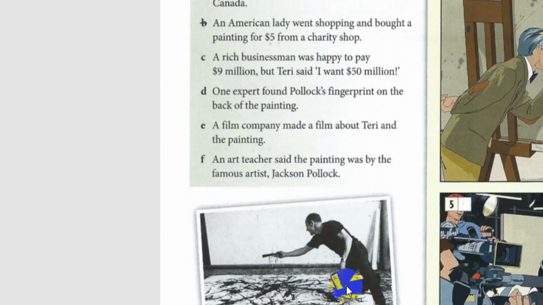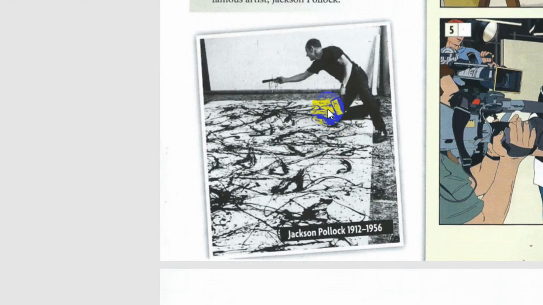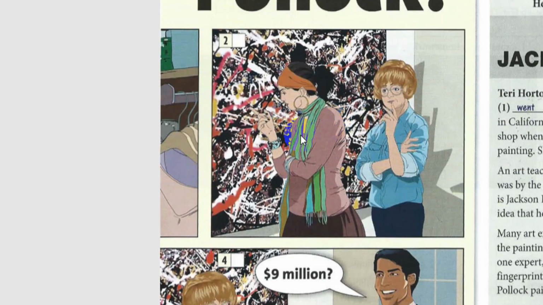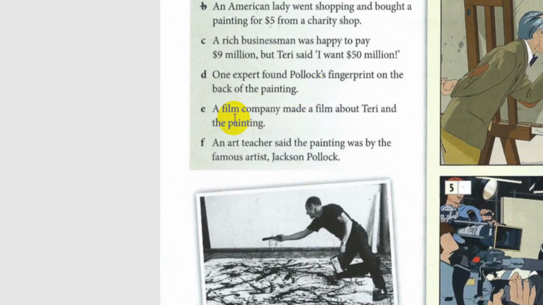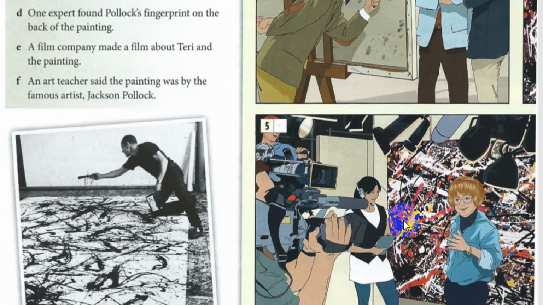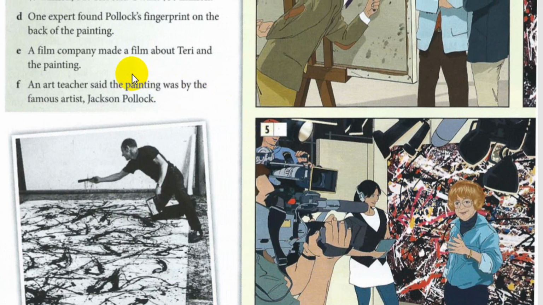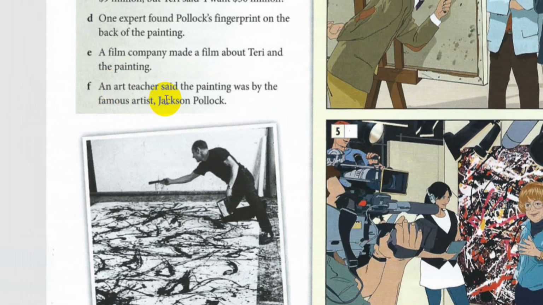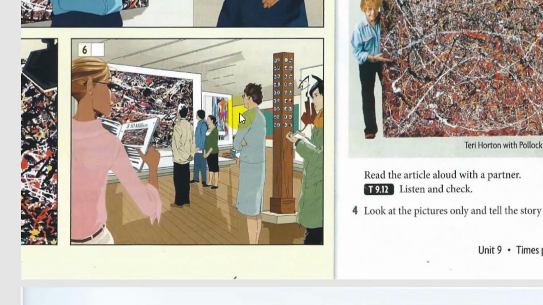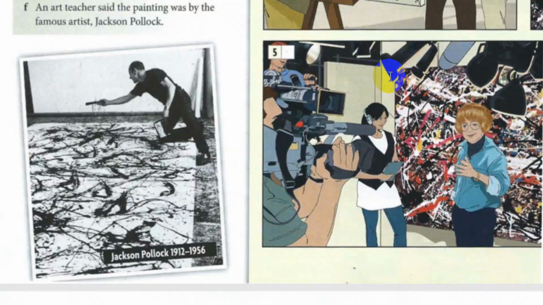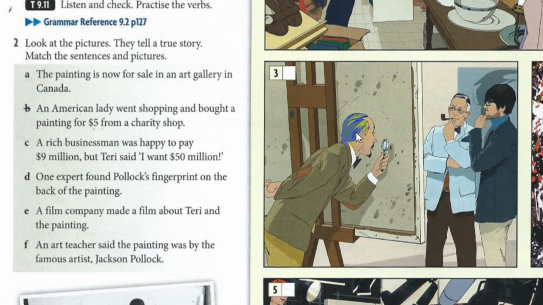On the back of the painting. Here it will be with number 5. Number 2, sorry, number 2 will be. Also, a film company made a film about Terry and the painting, so it will be number 5. An art teacher said the painting was by the famous artist Jackson Pollock, so it will be here, number 3.